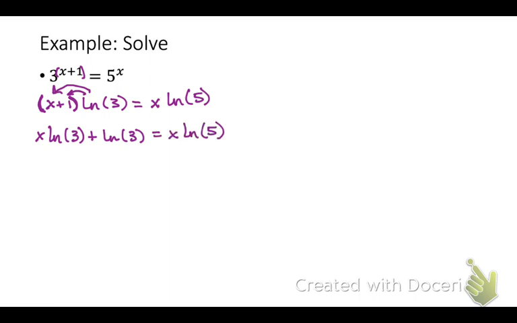And you're just imitating success. What did we do the last time when we were in this situation? Look at the problem that we did. We subtract the x natural log of 3. Okay, so natural log of 3 equals x natural log of 5 minus x natural log of 3.